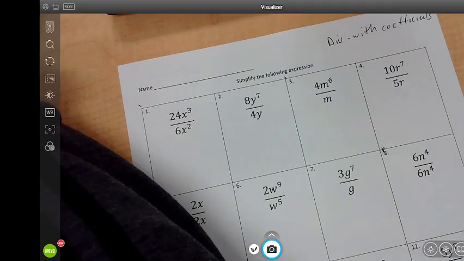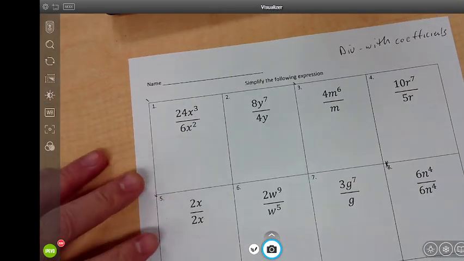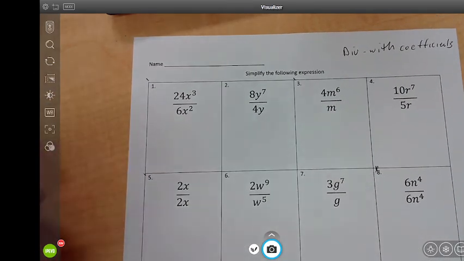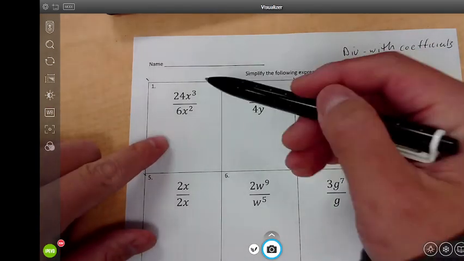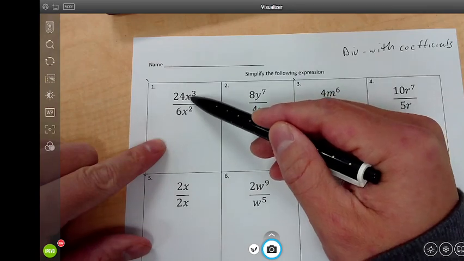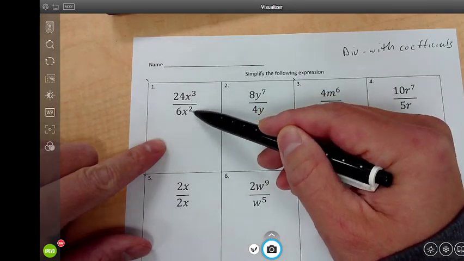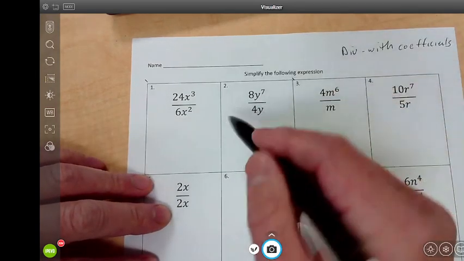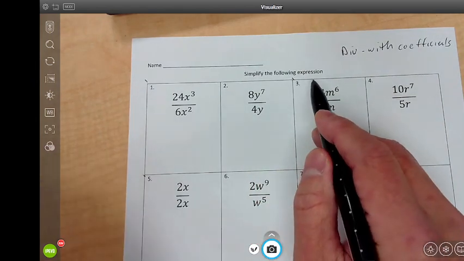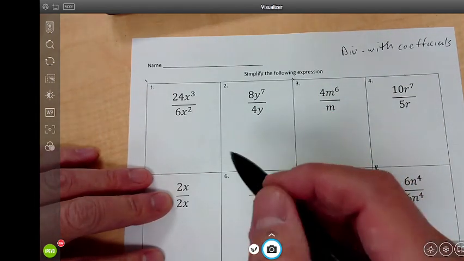Okay, so now we have division with coefficients. Alright, so notice all of these also. If you look at each one, the bases are the same. So, for example, number 1, the base here is x. You got x to the third, x to the second power. Alright, so for division, remember for division, we are subtracting exponents that have the same base.